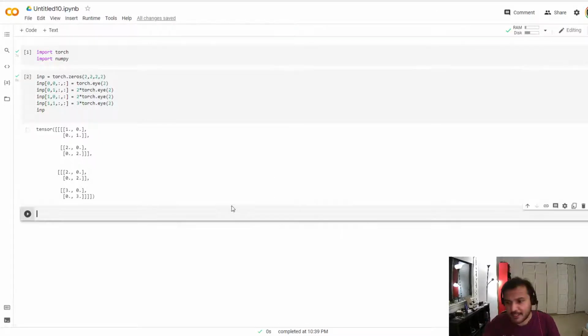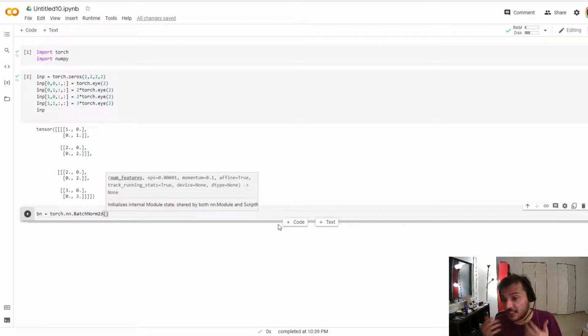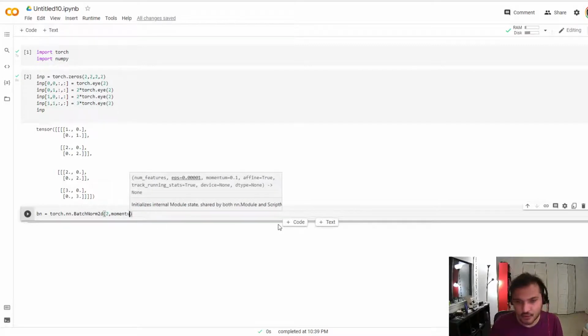Now let's create a batch normalization layer. torch.nn.BatchNorm2d, and let me specify how many channels. We want 2 channels. I want momentum to be 1, because I don't want to compute that running statistics. I want to be done with momentum 1.